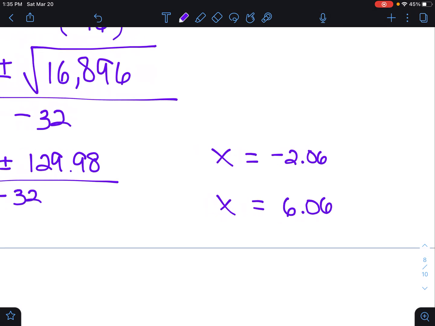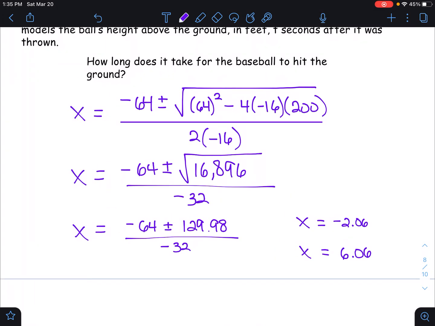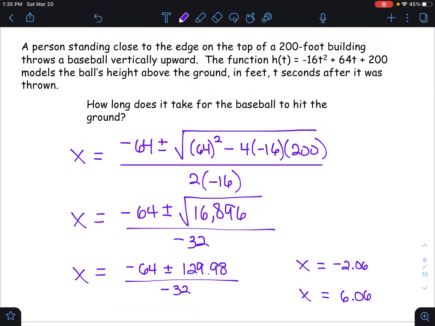Okay, so now the question was, how long does it take for the ball to hit the ground? Now, we did X, right? But it really stands for T. Our X is T in this case. So X stands for time in seconds. This doesn't make sense. This is negative 2.06 seconds before it hits the ground, so this is not going to work. So now we're actually talking about starting from 0. In the context of this problem, we're starting at 0 seconds and moving forward only. So my answer then has to be 6.06.